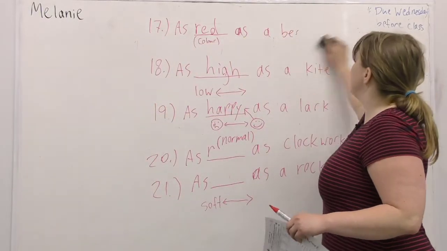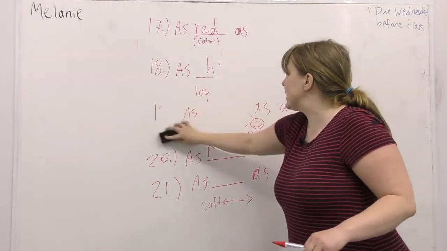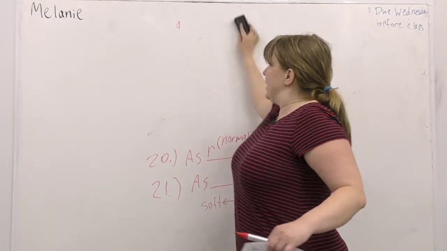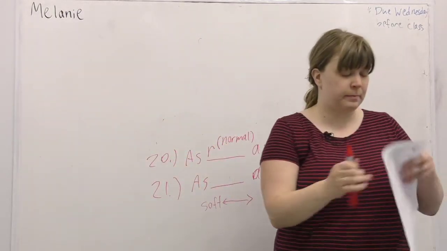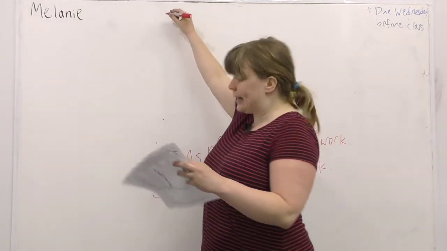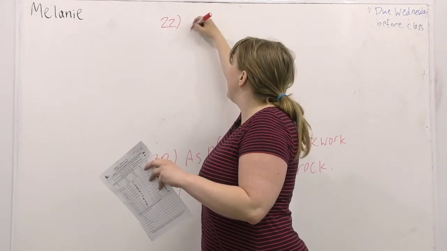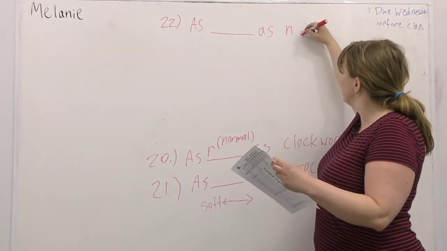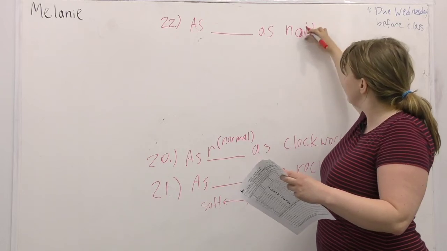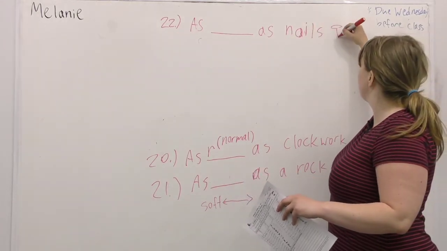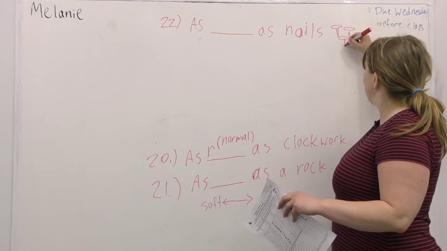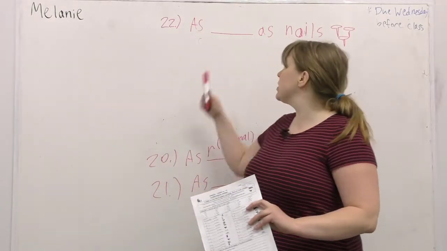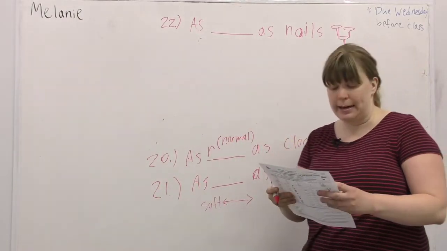So let's get rid of the beet, high as a kite, and happy as a lark. Okay, let's see. Okay, this one I taught you earlier. As blank as nails. Woof, that was very bad spelling. All right, so I think you remember the little picture I drew you, and I told you about a girl, she's as nails. So see if you can remember this one.